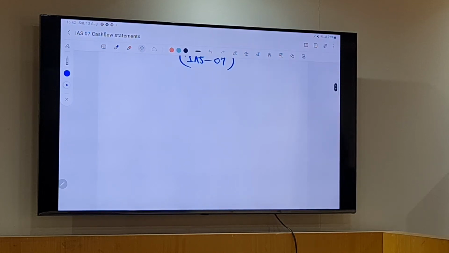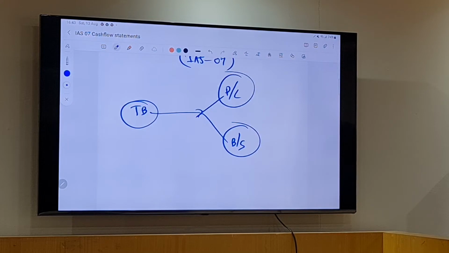Now, we said that there are 5 statements: income statement, balance sheet, cash flow, statement of changes in equity, and notes. We understood how to prepare the income statement, and we understood how to prepare the balance sheet. How do you do that? We should have a document called the trial balance. From the trial balance, we will prepare a P&L and a balance sheet. That's clear? That's what we do.